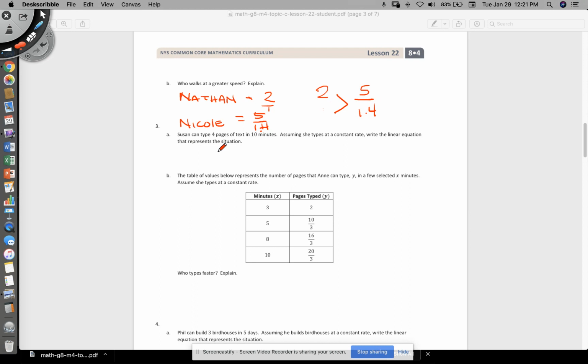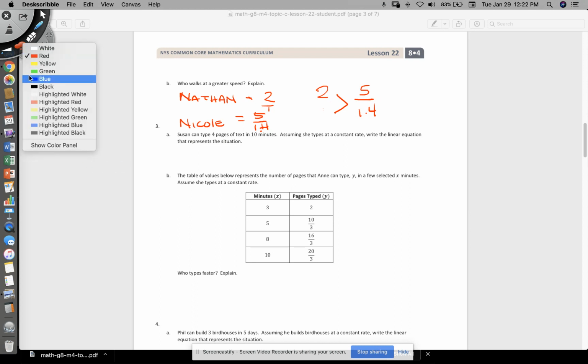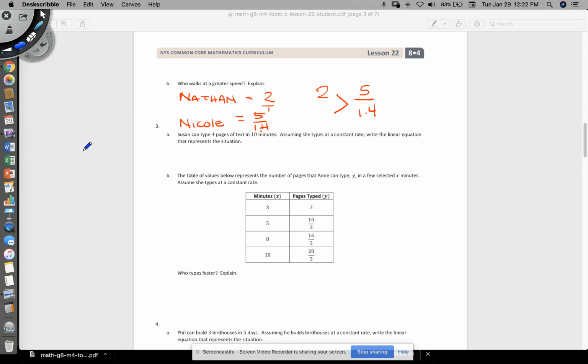All right, let's try number 3. Susan can type 4 pages in 10 minutes. Assuming that she continues at that constant rate, what is her equation? So we have 4 to 10, and again, it's y over x. So I get 10y equals 4x. Divide out that 10 so you can get the y by itself. And y equals 4 over 10 x, but let's simplify that for a final answer of y equals 2/5 x. So there's my equation. Now that was for Susan.